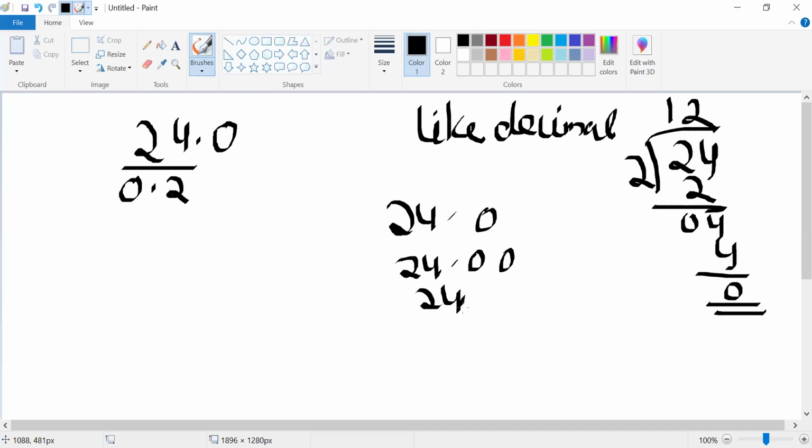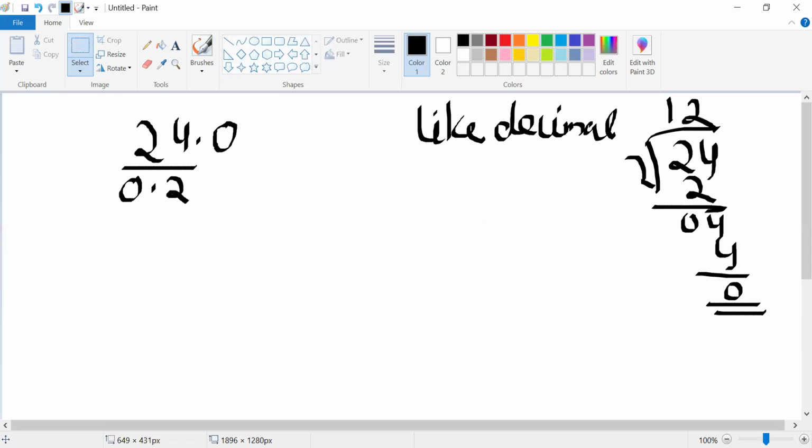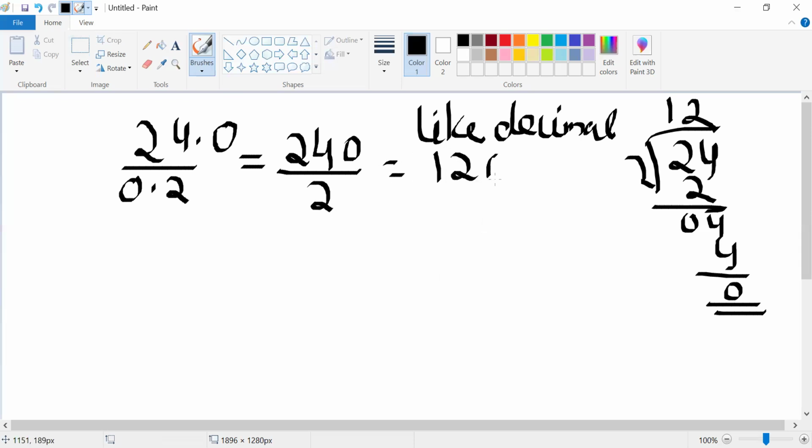24.00, 24.000, all are the same as 24 only. Okay, so we can write it as 24.0. So the numerator and denominator are like decimals now. So we can write the numbers without the decimal, or we can cancel the decimals. So the numerator will become 240, the denominator will become 2. Now 240 by 2 you can divide, no? 120 you will get.